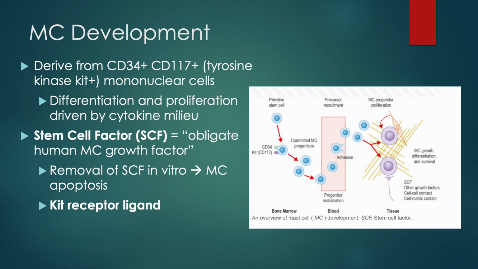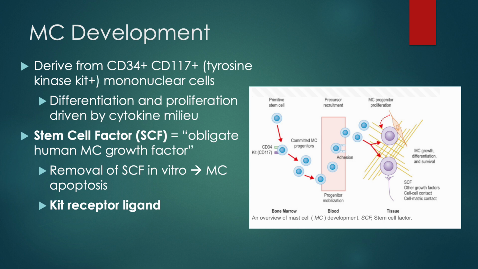And we know from the last presentation that IL-9 is going to be one of those big cytokines. But really the one that we're going to introduce in this lecture is stem cell factor, or SCF. This is sometimes called the obligate human mast cell growth factor. What that means is that mast cells don't grow without this. They're obligated to have SCF in order to grow.